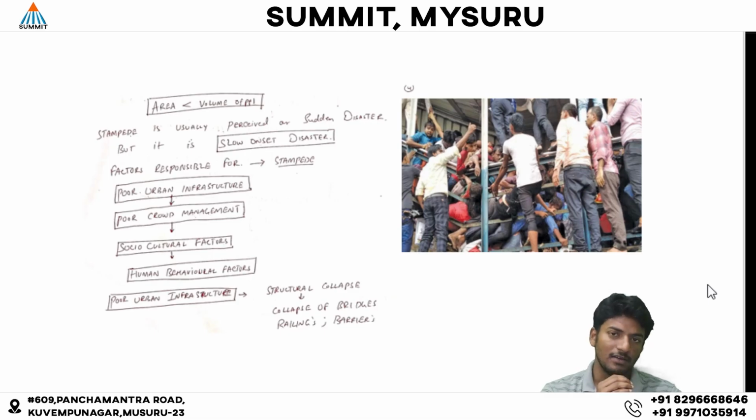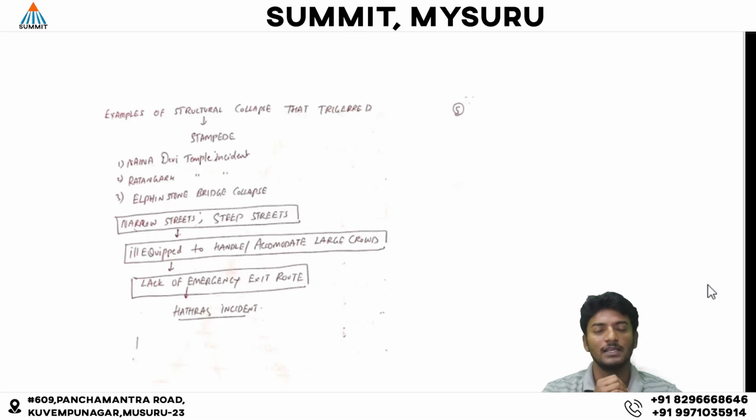Now we will discuss the factors that are responsible for the stampede. The third point of discussion is the factors responsible for the stampede. It includes poor urban infrastructure, poor management of the crowd, socio-cultural factors, and human behavioral factors. So these are the factors that are responsible for the stampede. Now we will discuss them one by one. The first is poor urban infrastructure.